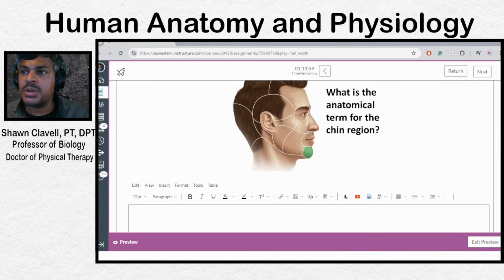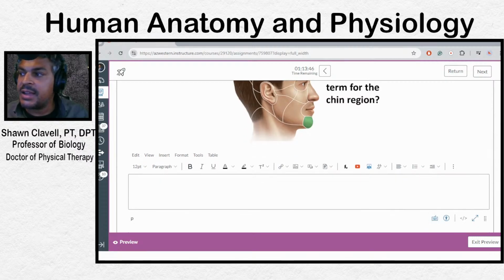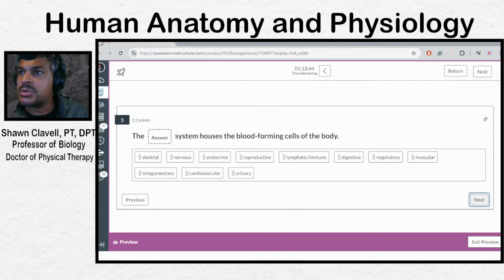And here's another one associated with the anatomical body regions. You're going to catch quite a few of these. Again, what is the anatomical term for the chin? What is the anatomical term for the chin region in this case here, highlighted in green? And so moving on.